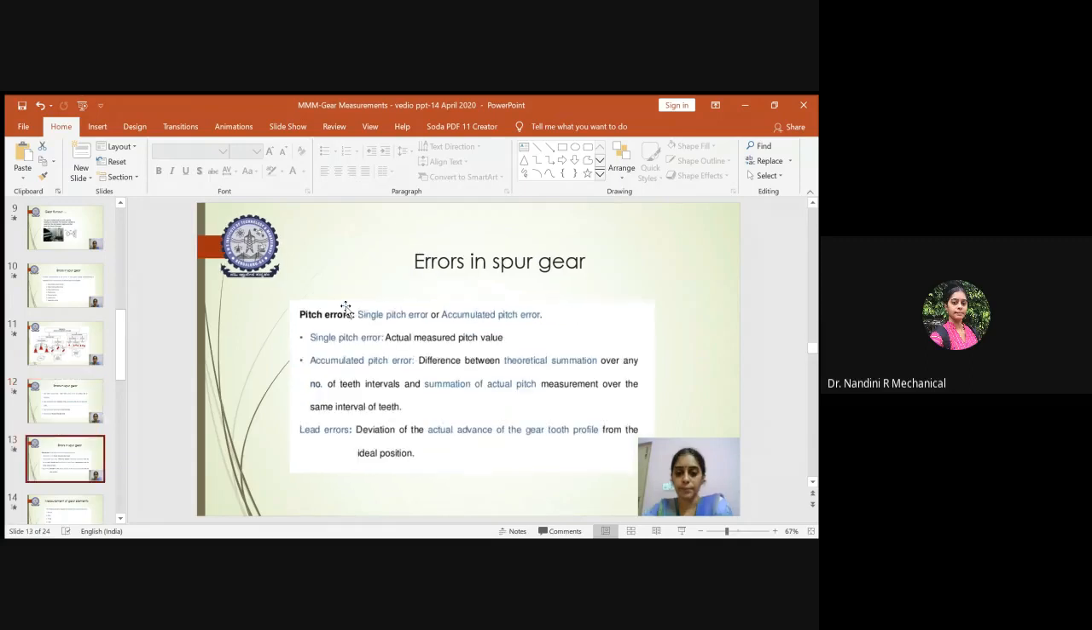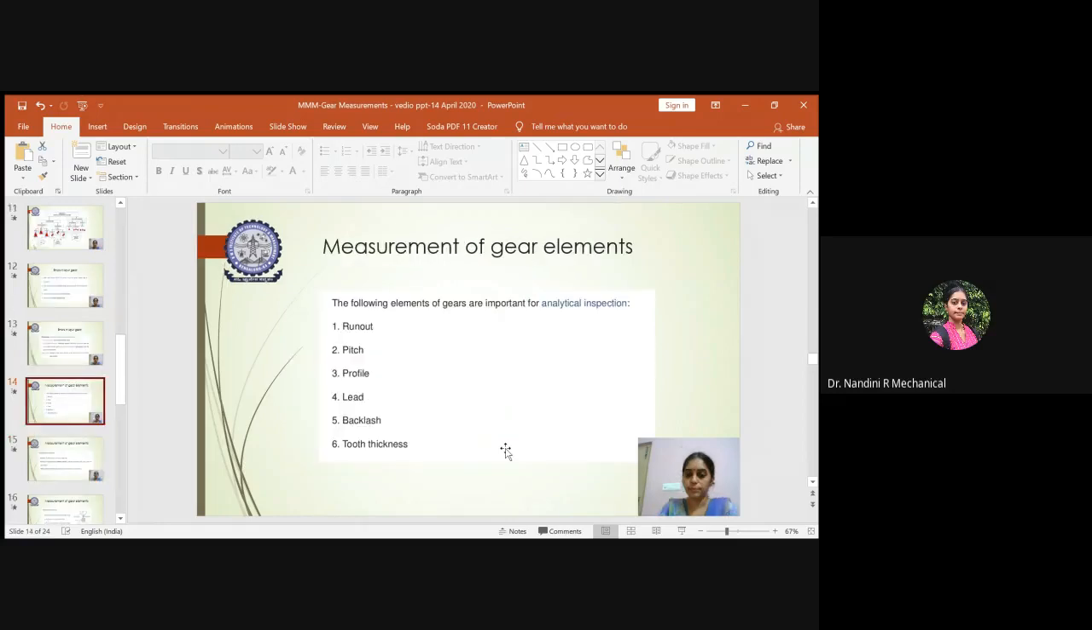So we dealt with all these, and we also discussed the pitch errors, like what will be the measurement of the pitch error. It could be a single pitch error or an accumulated pitch error. So how do you measure the single pitch error and how do you measure the accumulated pitch error? And what do you mean by lead error? If you have any deviation from the actual advance of the gear tooth profile with respect to its ideal position, then we usually get lead errors. So we dealt with all these classifications.